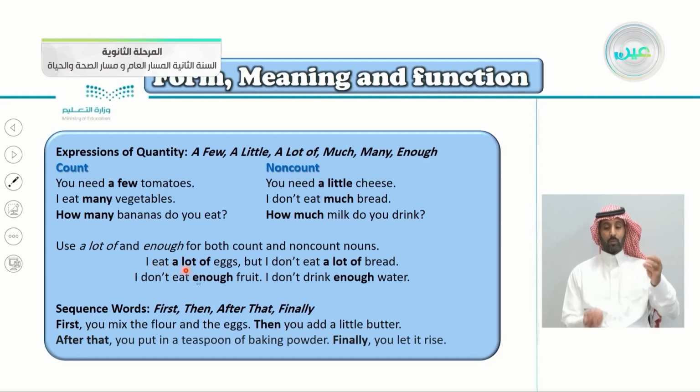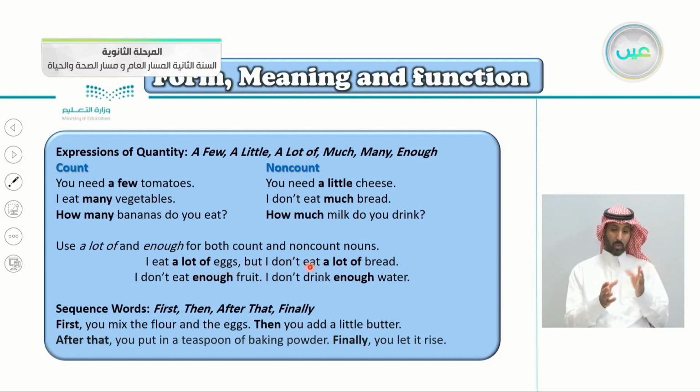I eat a lot of eggs, but I don't eat a lot of bread. Notice here, eggs are count nouns, bread is a non-count noun, and for both of them we used a lot of. So a lot of and enough, they both come with count and non-count.